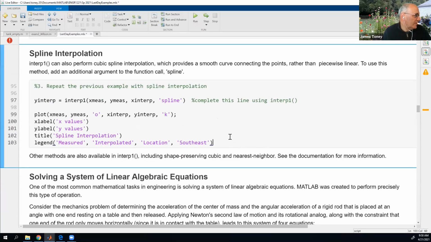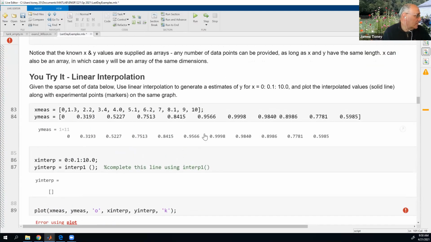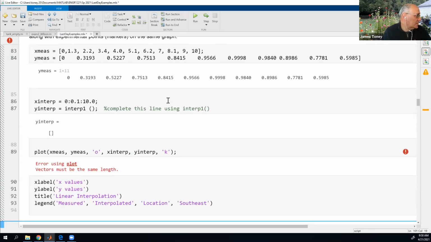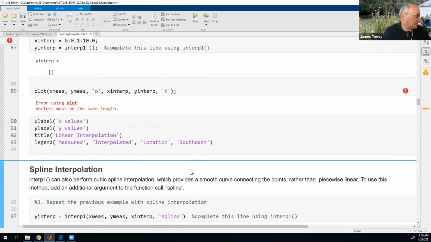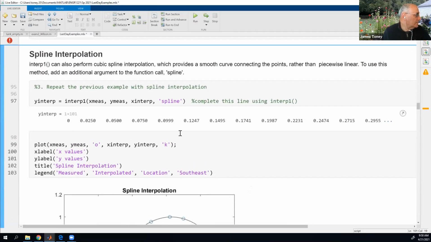Just so you're aware of it, you can also do other types of interpolation. It doesn't have to be linear. Actually, let me see, can I run this as it is? Let's see. All right, so I got an error here, but that's okay. That should be all right.